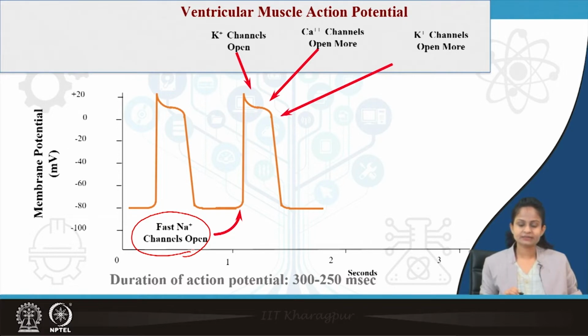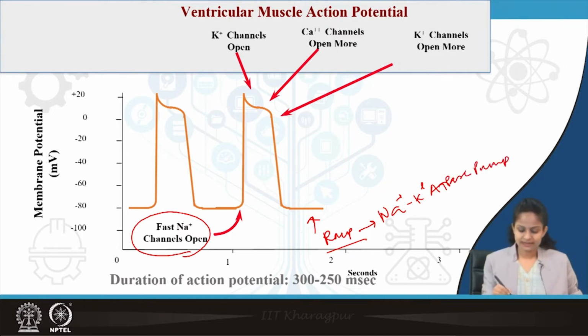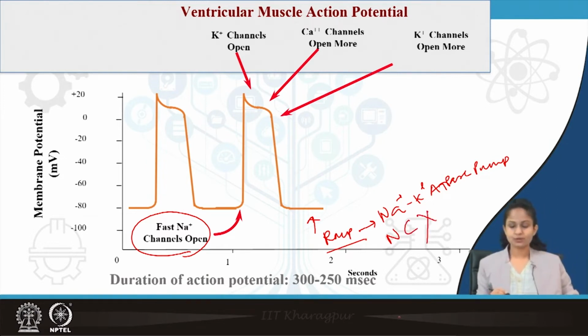And then we have the final resting membrane potential, which is further maintained by the various channels that we had already discussed, that is the sodium potassium ATPase pump as well as the sodium calcium exchanger. So, these are the two important pumps, one is a primary active transport mechanism, the other one is a secondary active transport mechanism, which mainly restores the membrane potential. So, this is all about your ventricular action potential.